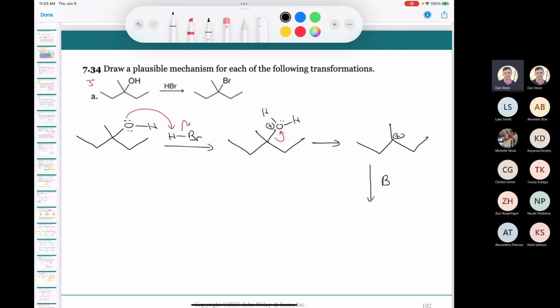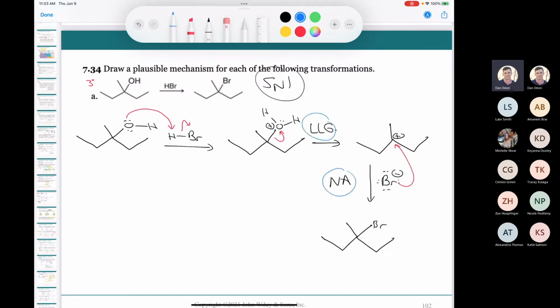And so my bromide can come in as my nucleophile, and I'm going to get a nucleophilic attack occurring. There's no stereocenter formed in this specific example, and I'm going to end up with this compound with my bromine here. So that would be a reasonable mechanism for this reaction. So this would be an SN1 mechanism, one at a time. We get loss of leaving group here, and we get nucleophilic attack occurring here after you convert the poor leaving group into a good leaving group.